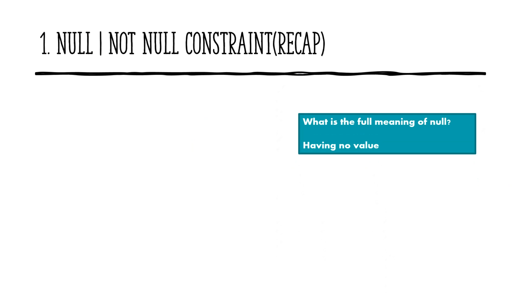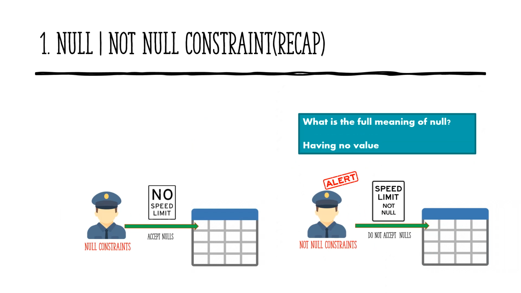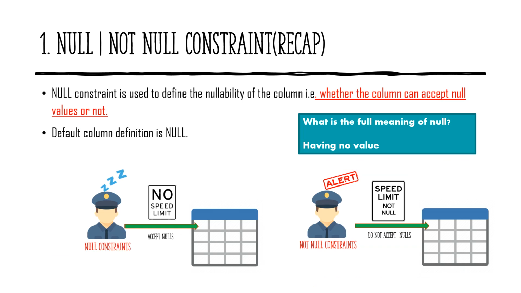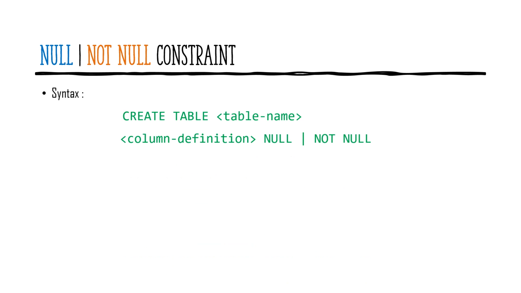So here is a quick recap. Null means having no value, and null constraint accepts null values, and not null constraint does not accept null values. And null constraint is used to define the nullability of the column, whether the column can accept null values or not. And the default column definition is null. And here is the syntax for null and not null constraint, which is create table, table name, and your column definition null or not null.